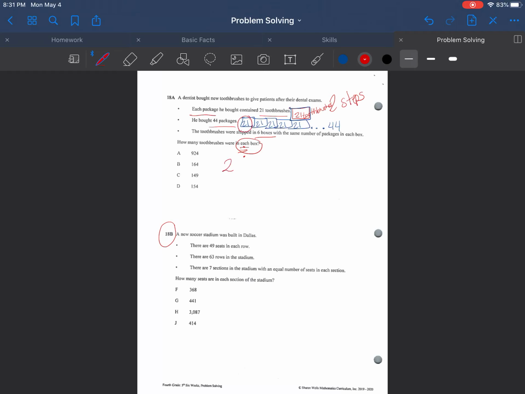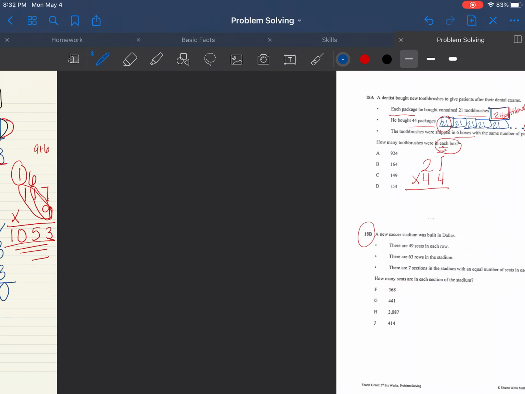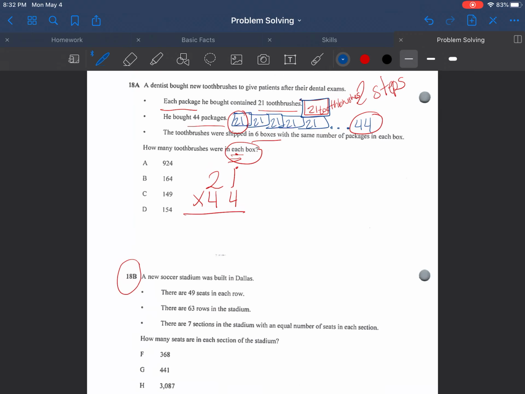Notice that the number is repeating. So right away, the very first thing we're going to do when the number repeats itself, remember, we're going to take that number, which is the 21 toothbrushes, and we're going to multiply it times the 44 boxes. I'm going to go ahead and do the turtle head.